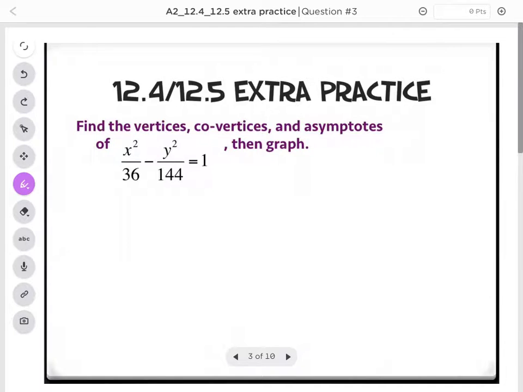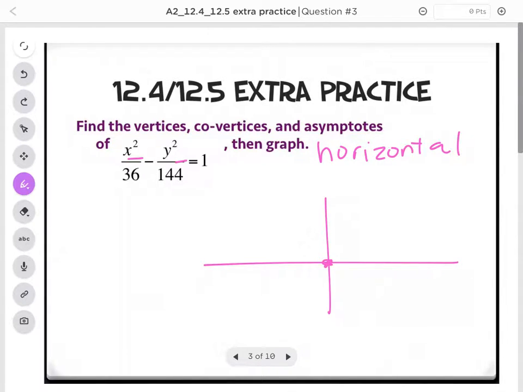Okay, this time you're given the function's equation, and it's asking you for the vertices, the covertices, and the asymptotes. So again, the first thing to identify is what kind of hyperbola this is. So x is first, right? Which means what? Horizontal. Okay, there's no shift on my center, so my center is 0, 0. This would be the center. This is my A squared, so A is 6. This is my B squared, so B is 12.